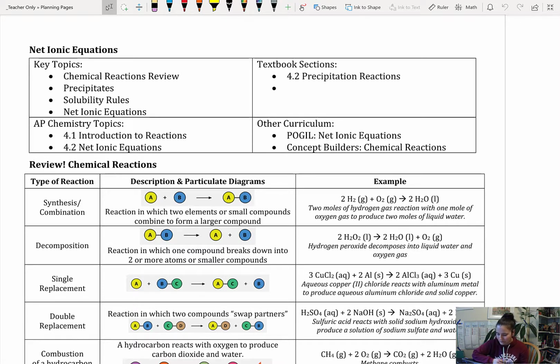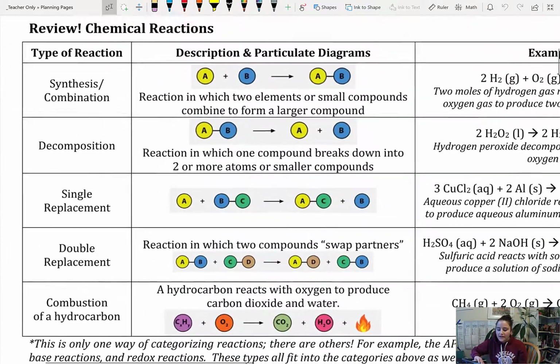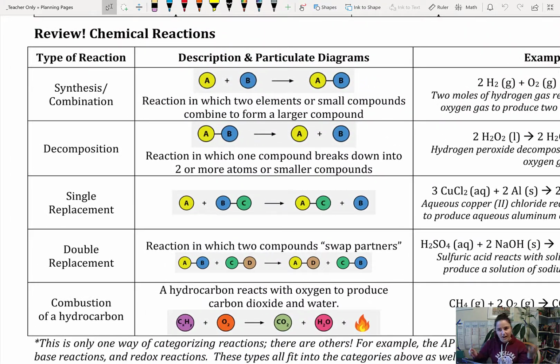and 4.2. So, before we get into particular reactions, I wanted to review the 5 types of reactions that you might have learned in your general chemistry class. Okay, this categorization of chemical reactions helps because you can predict the products based on what the reactants are. That's how these are organized.